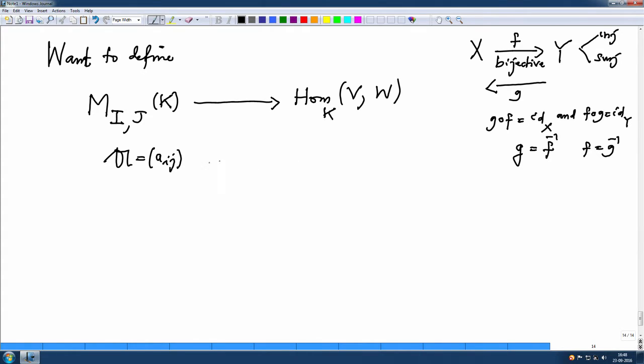Then I am going to define a linear map which depends on this A. Let me write it as f suffix A. This is what I want to define. I have to tell you what f suffix A is.